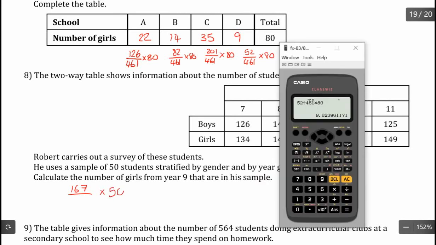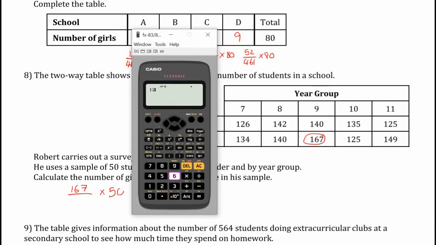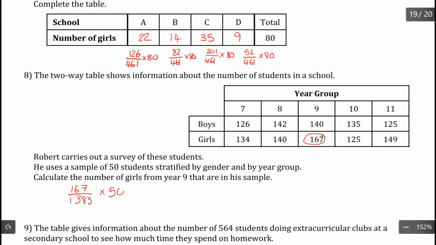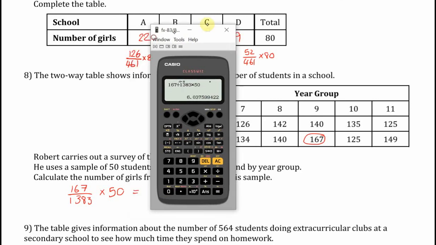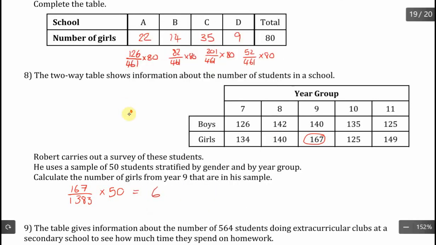So the only hard bit about this question is that they've not given us the population, so we've got a lot of adding up to do. One, 3, 8, and 3. So 6 girls from year 9 is how many we should choose.